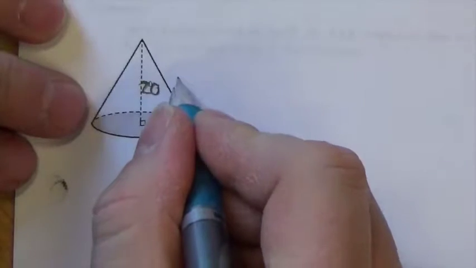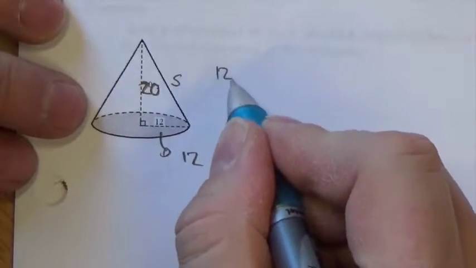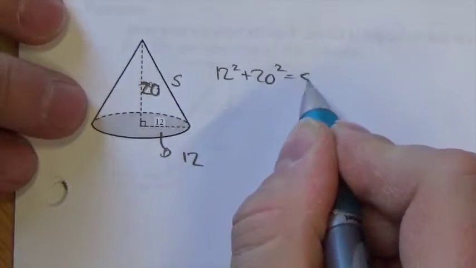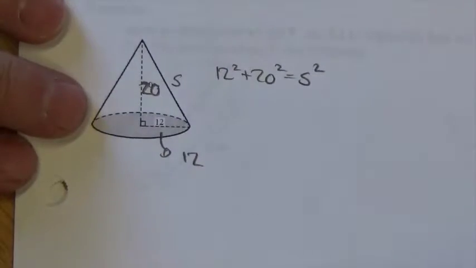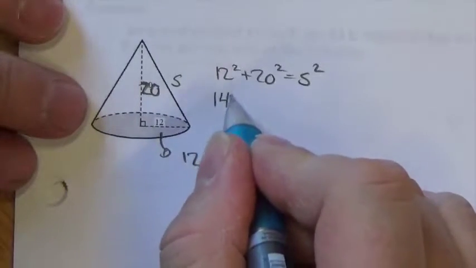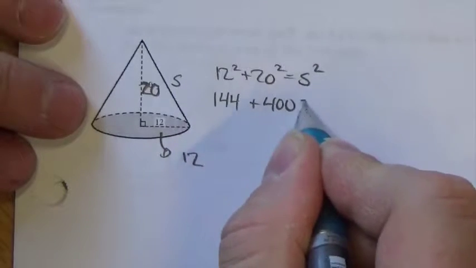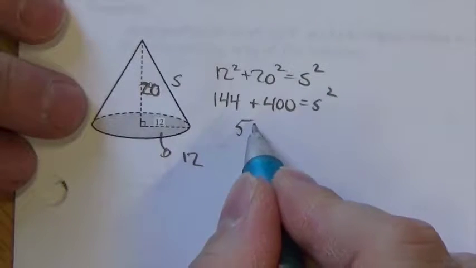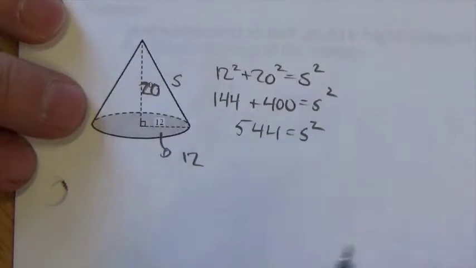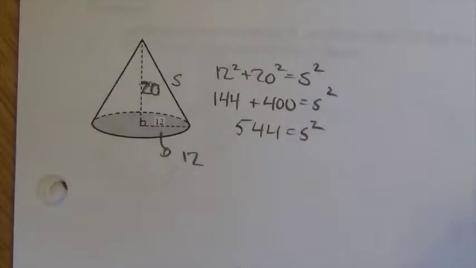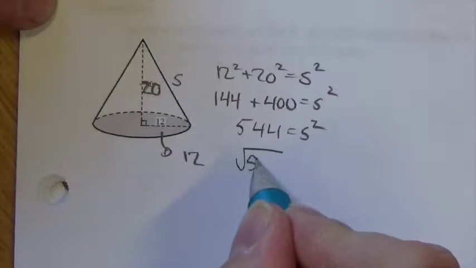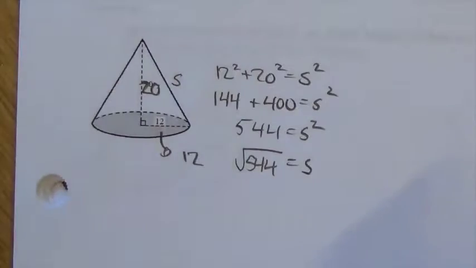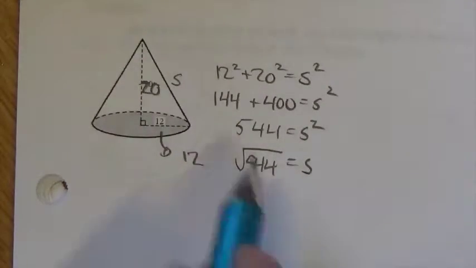Okay, so now in order to figure out the surface area, I need the slant height, S. And so we know that 12 squared plus 20 squared will equal S squared. Well, 12 squared is 144, 20 squared is going to be 400. That's going to be 544 is equal to S squared. Now, I'm going to do this to the nearest hundredth, so I'm just going to write this as the square root of 544. So that is my slant height here.